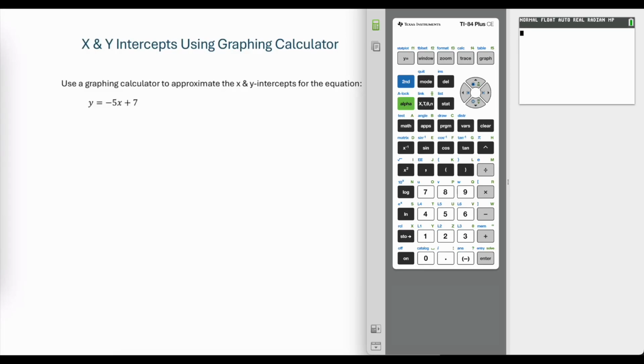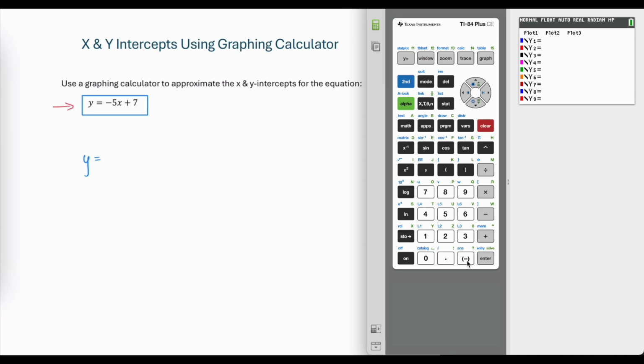Use a graphing calculator to approximate the x and y intercepts for the following equation. The first thing that we need to do is to input this equation into the calculator. And we do that by selecting the y equals button in the top left-hand corner. So we select y equals, and then we're going to input negative 5x plus 7.